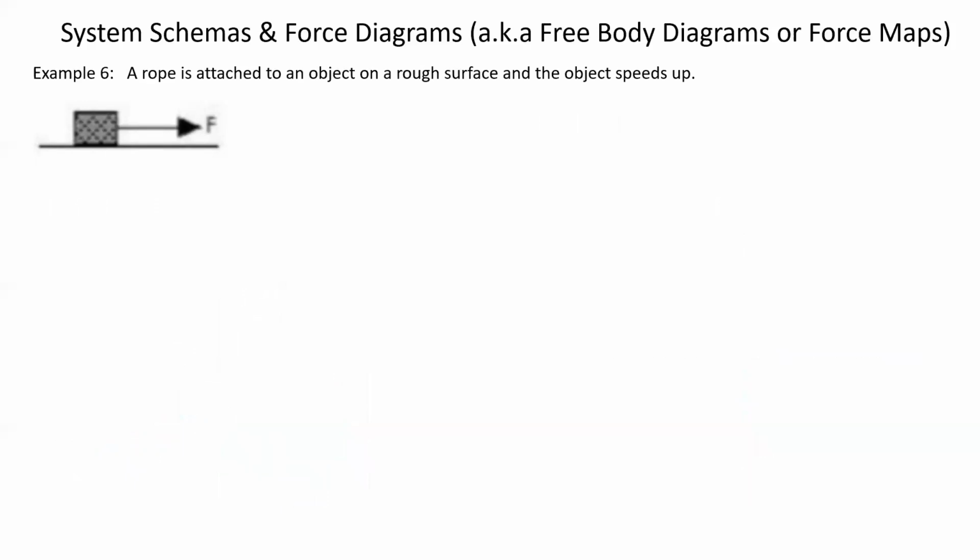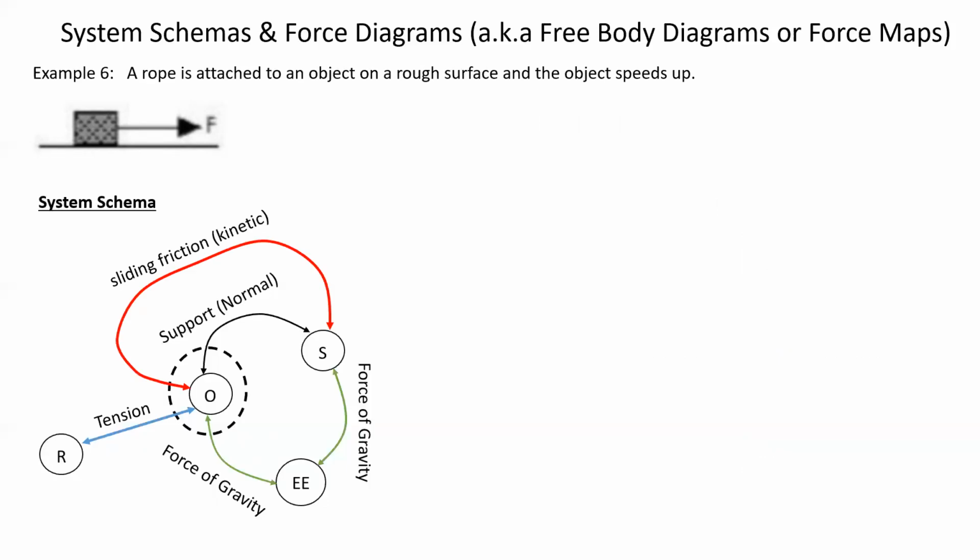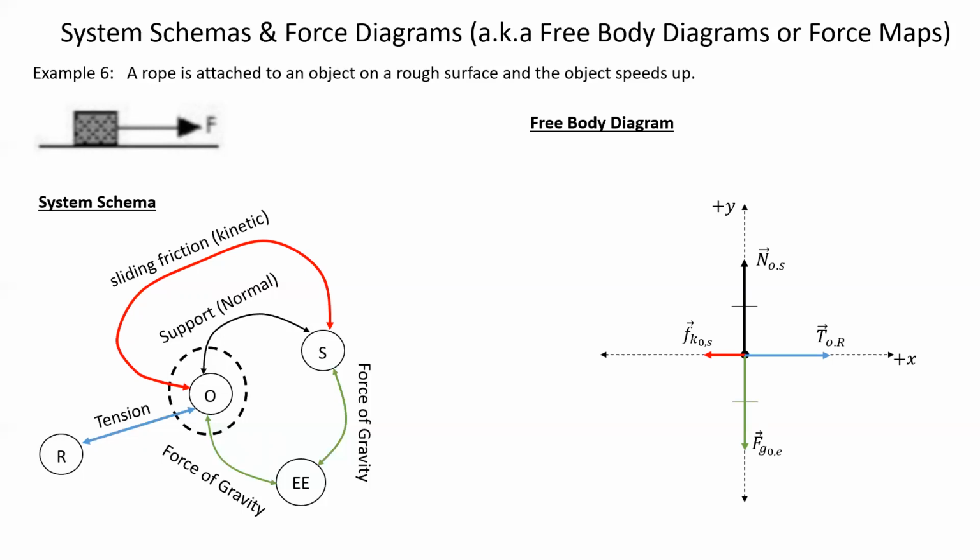A rope is attached to an object on a rough surface, and the object speeds up. So if it's moving again, we must have a sliding friction force because it's a rough surface. And so our force diagram looks similar to what we had before, but it says it speeds up. So that means it cannot be balanced. The tension force must be bigger than the kinetic friction force. It is not in equilibrium. Therefore, the net force would be equal to the sum of these vectors.